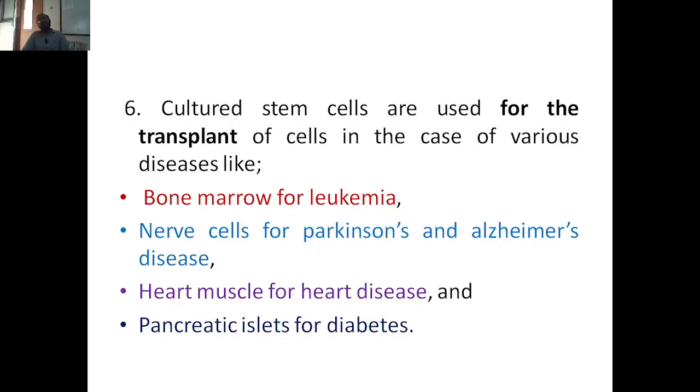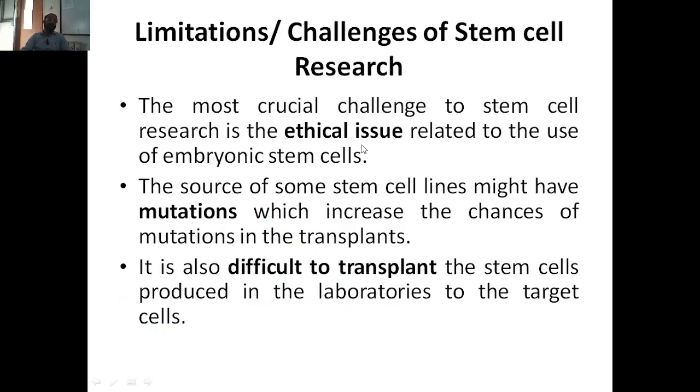Sixth application: cultured stem cells are used for the transplant of cells in the case of various diseases, like bone marrow for leukemia, nerve cells for Parkinson's and Alzheimer's diseases, heart muscles for heart disease, and pancreatic islets for diabetes. These are all the different cells I can get with the help of stem cells in order to stop these diseases. These are the cells we need, and we will come to know if there is any fault, missing function or malfunction in these particular cells.